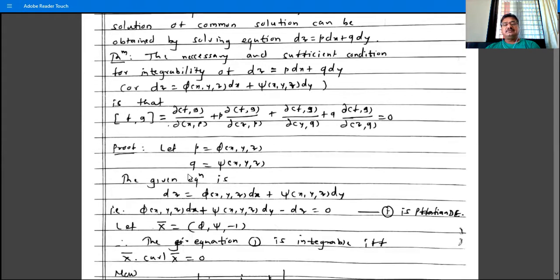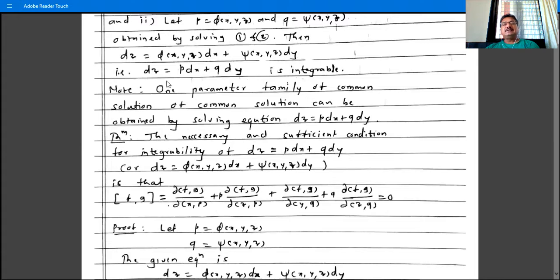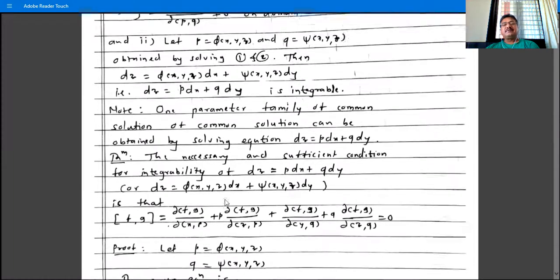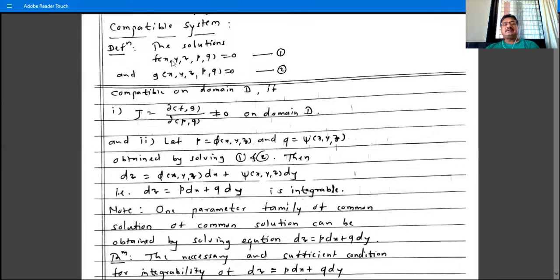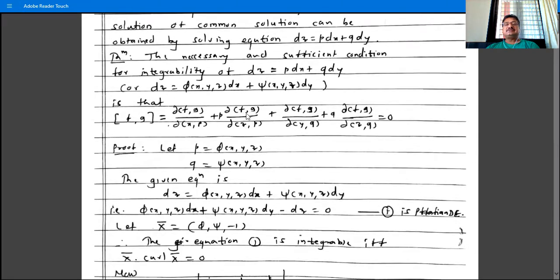So we have to prove this theorem, and we have to use this theorem for condition number 2. So how can we check that dz = p dx + q dy is integrable? We check that the addition of these four quantities is equal to 0. Then we say that f and g are compatible, since dz = p dx + q dy is integrable. So in order to check whether f and g are compatible, we have to check that this is equal to 0. This is useful in the examples.